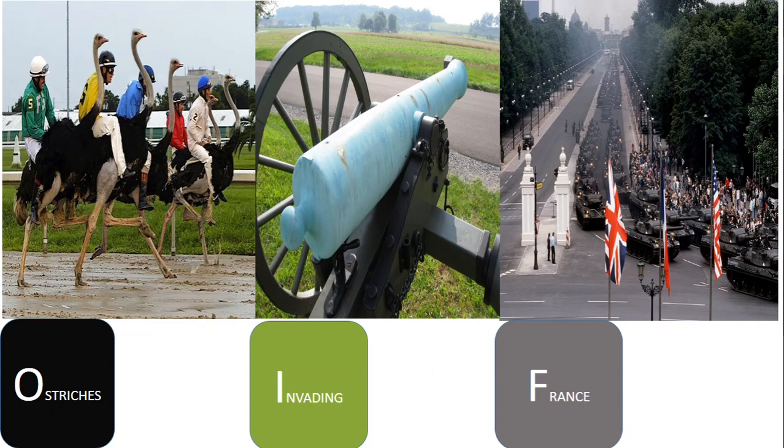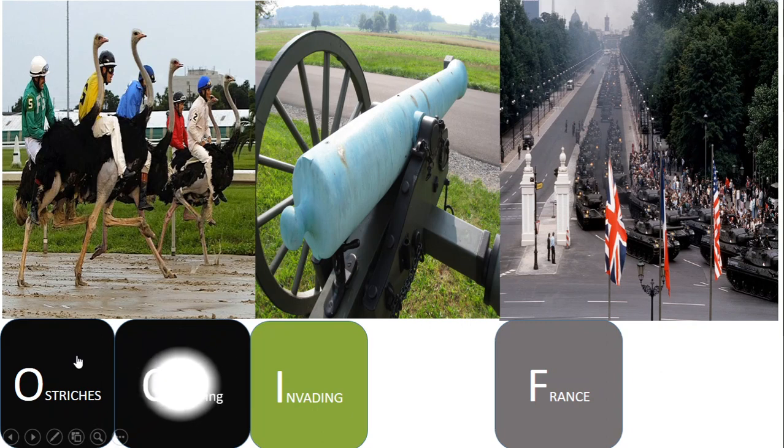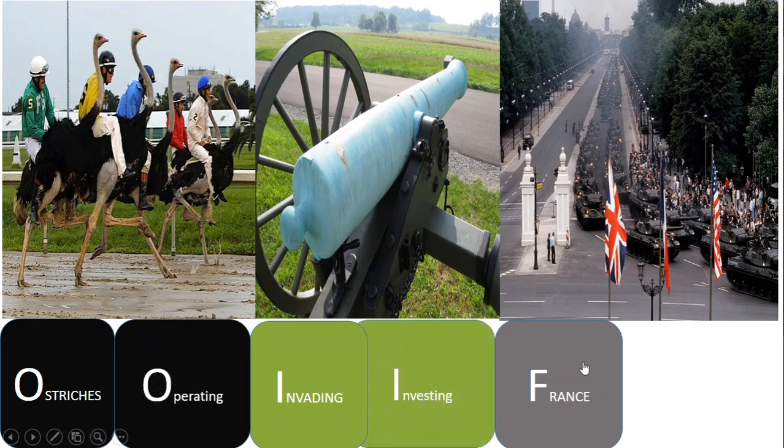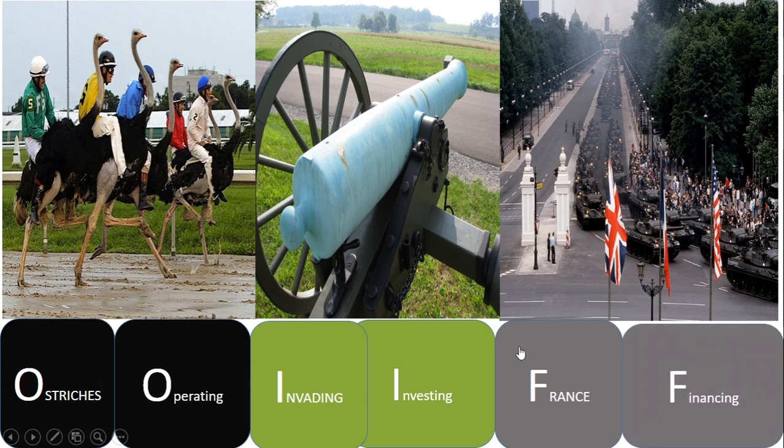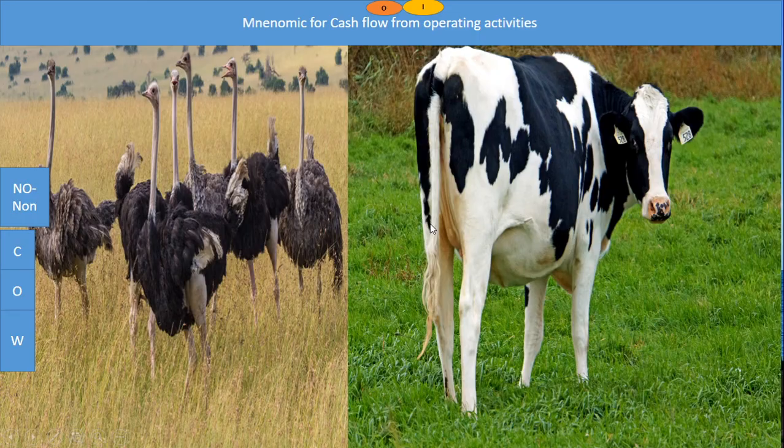So this was the mnemonic code to remember the headings of the cash flow statements. You can see the picture out here. The ostriches are invading France. Ostrich means operating activities, invading means investing, and France means financing. These are the codes you need to remember.